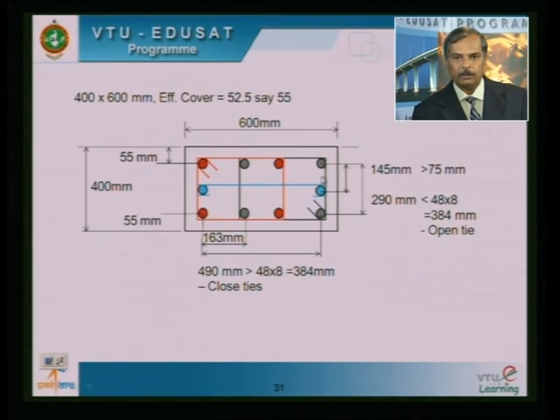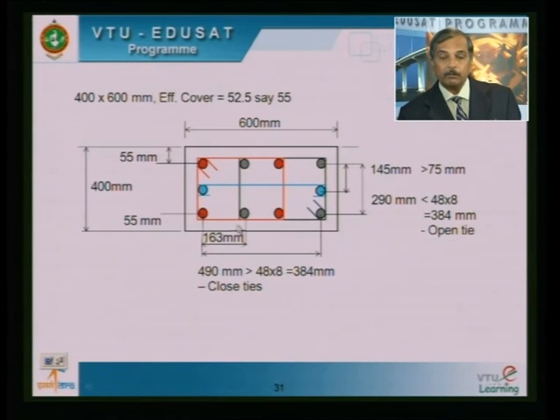But what is this distance? This distance is 145, more than 75, so I need to put the tie. But what is this distance corner to corner? 290, that is less than 48 times the dia, so it is an open tie. As far as the shorter direction is concerned, for these two rods it is an open tie, but as far as the longer direction is concerned, out of 600, if you remove the two covers, it is 490. In fact, this 490 is greater than 48 times the dia of the tie, which is 384.